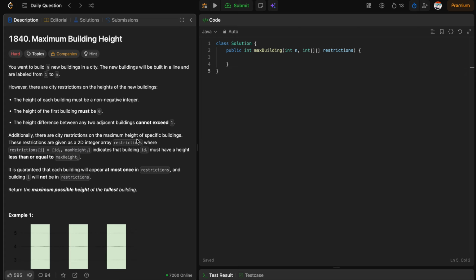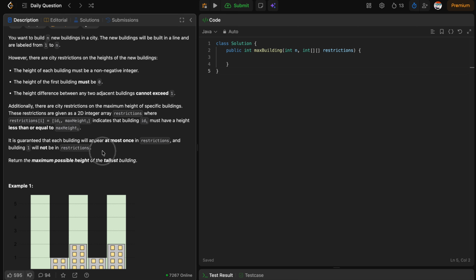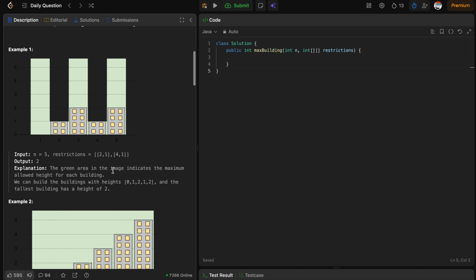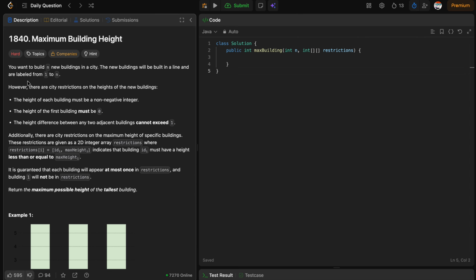And then the maximum height of a building can be restricted with the restrictions array, which has the ID and the maximum height, and it also guarantees that there is no other restriction. There is at most one restriction for every ID or building number, and we need to find the maximum height which we can achieve among the buildings. So this is the problem statement.